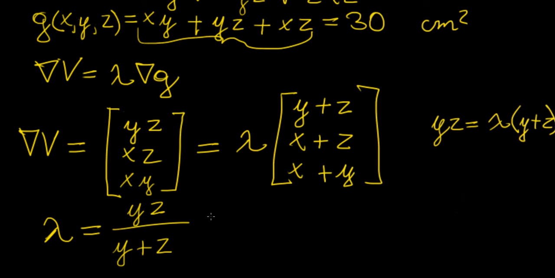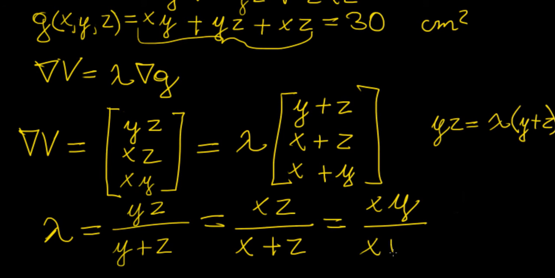So for the second equation, we're going to have lambda. I'm just going to set it up in a row. So you're going to see that that's going to turn out very nice. And we're going to have xz over x plus z. And then the last one is going to be xy over x plus y. And hopefully you can see where I'm going with this here.